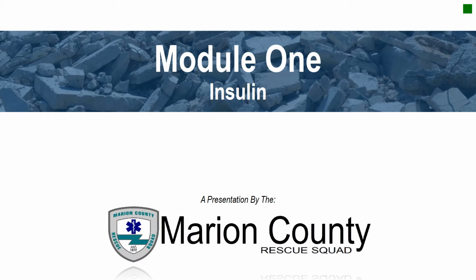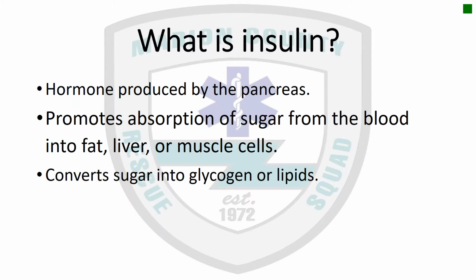The first drug we're going to talk about is insulin. Insulin is a hormone that is produced by the pancreas. Basically, it takes sugar that we ingest in our diet and converts it into usable things, like glycogen or lipids. Insulin is great because it helps keep our sugar levels in balance. People with diabetes sometimes have a deficiency of insulin, so their sugar levels can go high or low depending on their diet and how their body works.